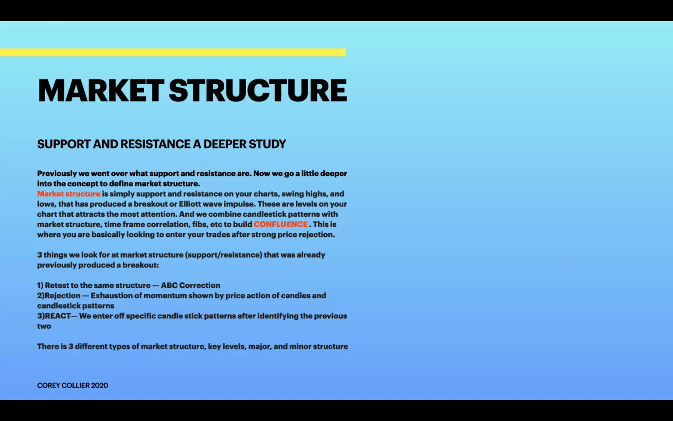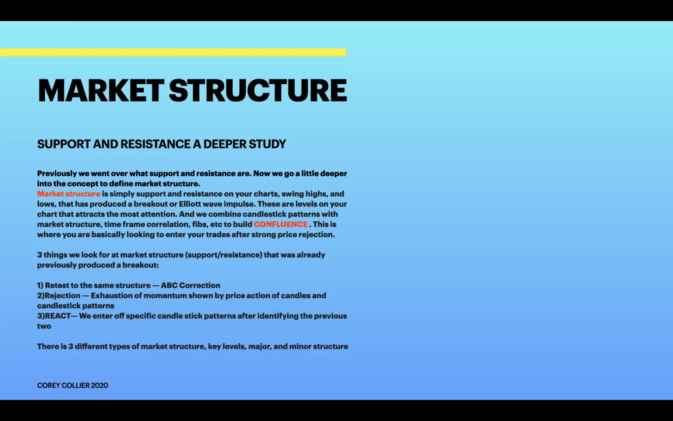Market structure is simply support and resistance on your charts, your swing highs and your swing lows, that has produced a breakout or an Elliott Wave impulse. So the big moves or the consolidations or the pauses or the bounce or the breakthrough, like the horizontal lines we mark up on our charts, those are called breaks of structure, right? And those breaks of structure, more times than not, if it's a proper break of structure, happen with a huge trend move. And I'm going to show you this stuff on the charts, guys, right? So these are the levels on your chart that attract the most attention.